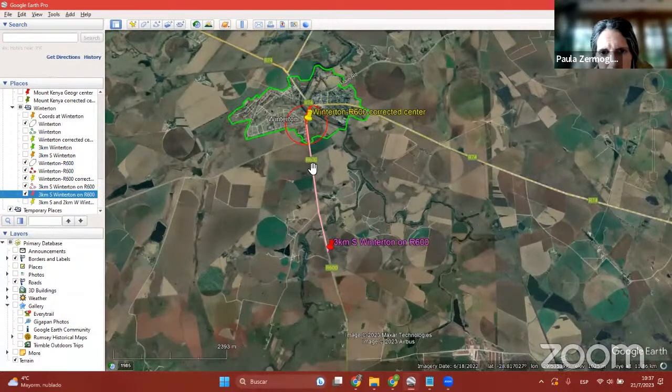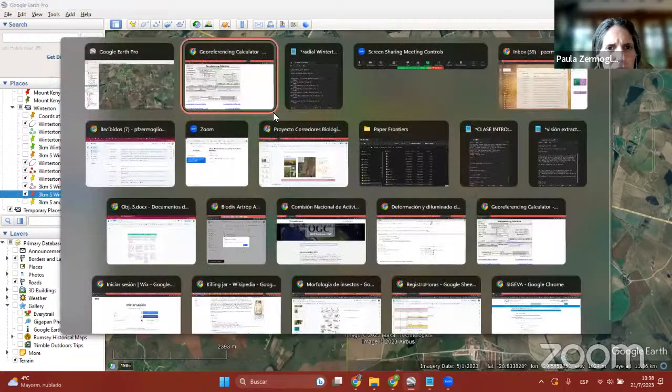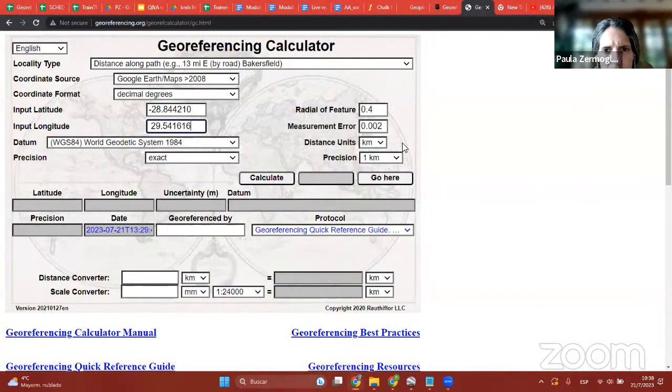Okay, now yes, we have the coordinates of the point that falls 3 kilometers south from this intercept between the route and the town. This is the 3 kilometers. We have these coordinates and the radial of this red feature, which is the overlap. So with those data, we can go to the calculator and we already have coordinate. This is all the same. Careful with the units and we calculate. And so we get this uncertainty, which is fairly small.